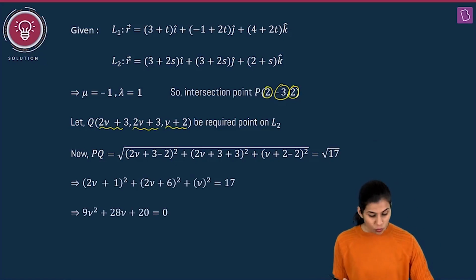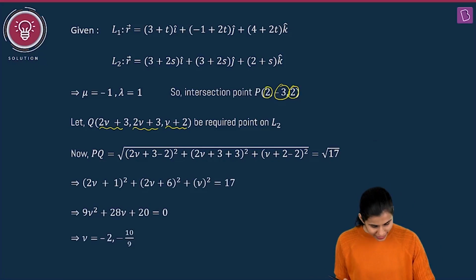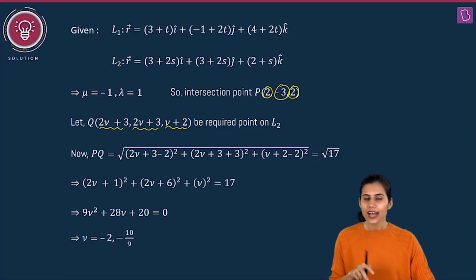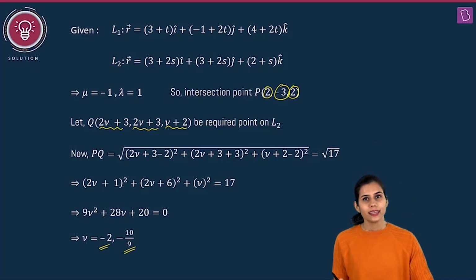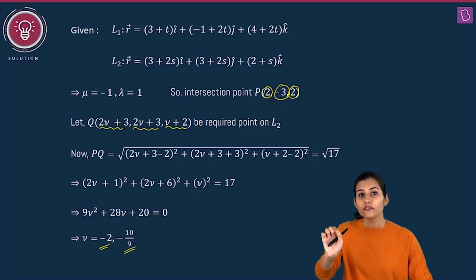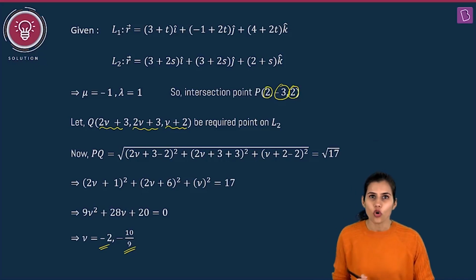When I do that, I get a quadratic equation in V, which ends up with two real values of V to be minus 2 and minus 10 by 9. The question also said that the very point on L2, which is at a distance of root 17 units from point P, is sitting in the first octant.